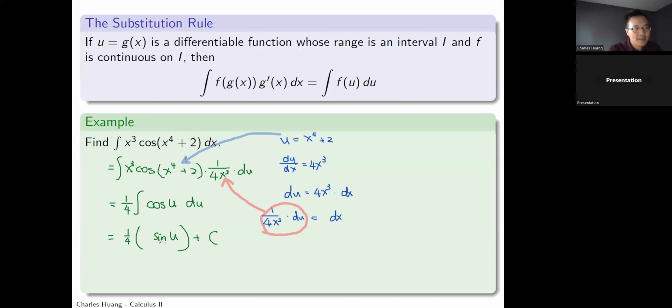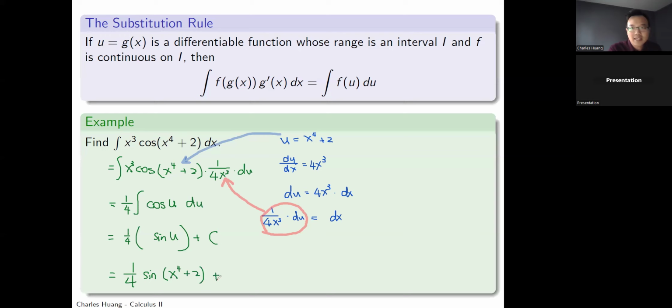One final step, we cannot have u here because everything was in x originally. So the last step, we are going to substitute it back and have sine x to the power of 4 plus 2.